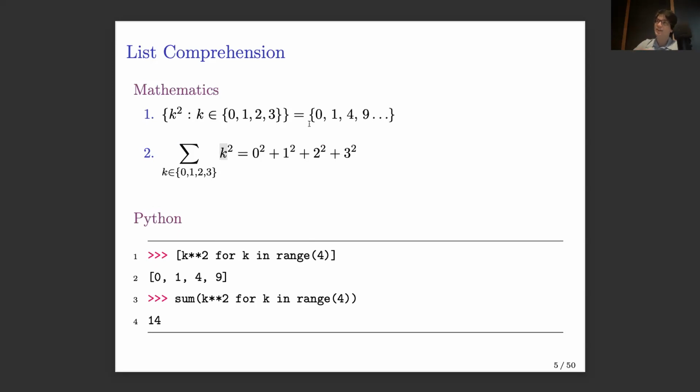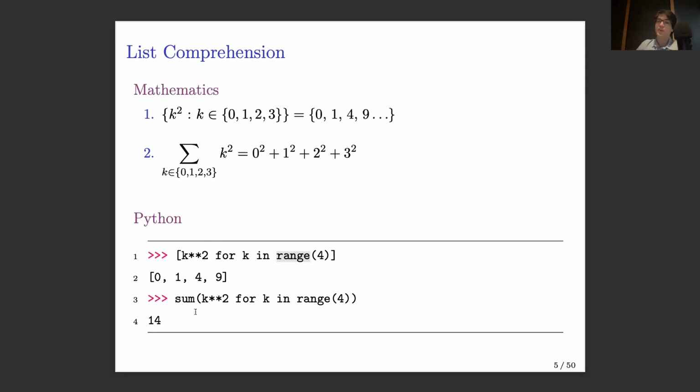We can write these types of statements in Python, like this: k squared for k in range 4. It's very similar to mathematics, deliberately an analog to what we see in math. So you can always generate a list by saying, put this in the list for this in this set. So k squared for k in range 4. Remember, range 4 gives the numbers 0 through 3. So k squared is going to be 0 squared, 1 squared, 2 squared, 3 squared. That's how we get this.